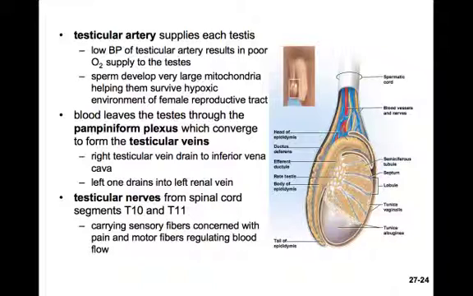Blood's going to leave the testes, as we've examined, through the pampiniform plexus, which converges to form the testicular veins. The right testicular vein drains into the inferior vena cava, and the left one drains into the left renal vein. The testicular nerves come from spinal cord segments T10 to T11, so the thoracic region, and they carry sensory fibers that are concerned with pain and motor fibers that are concerned with regulating blood flow.